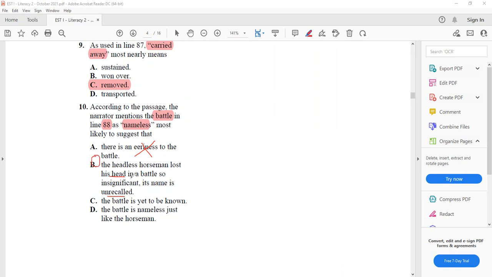Maybe that's the answer. The battle is yet to be known? No, it's not known. The battle is nameless, just like the horseman? No, he doesn't say that the horseman is nameless. There is no relationship here. So the answer is going to be B. The answer is going to be B. In an easy way.